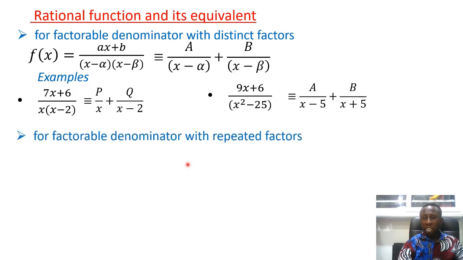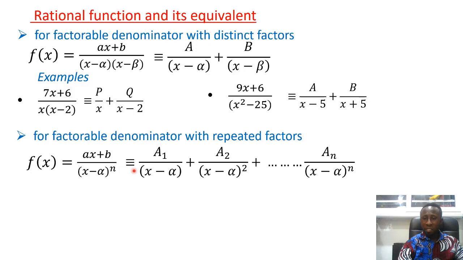Factorable denominator with a repeated factor, that one too, its equivalent is different. With a repeated factor, the denominator we are looking at is (s minus a) to the power n. Its equivalent will be A1 over (s minus alpha), so this one will be the power 1. Then we go to the next step, A2 over the denominator to the power 2. Then it goes until infinity, that's the n. We don't know, it's to the power n. So if it is 3, then it will go A3 over (s minus alpha) to the power 3.